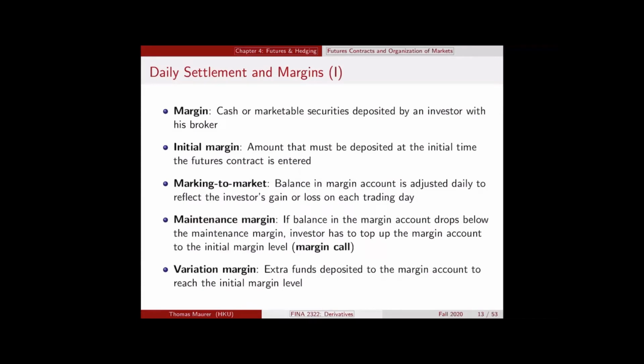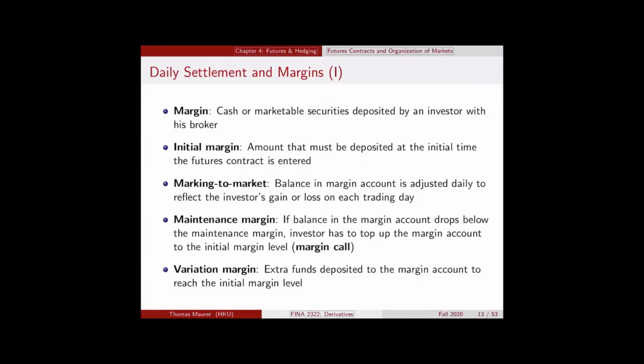Let me talk a little bit about the terminology for the daily settlement. Margin refers to some cash or maybe also some securities which are very liquid, which means they are very easy to sell again and they have a stable value, for example holding treasury bonds. And again, this margin is a collateral which an investor deposits with an exchange. The initial margin is the amount which you have to deposit at the very beginning when you first enter a futures contract.